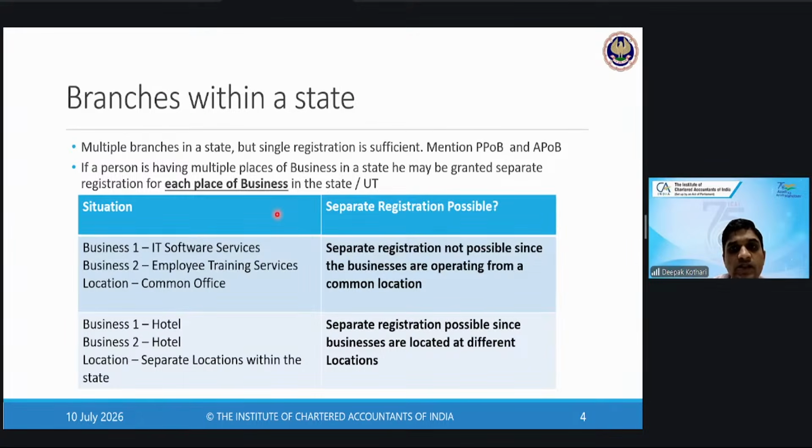Clear? Any doubt on this? Yeah. Good, clear, Dhanlakshmi. Very nice. Others? Clear? Very good. Okay.